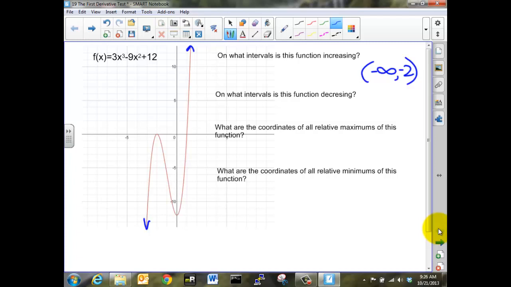Jason, is there any place else that this thing is increasing? Yes, from 0 to infinity. And we've got parentheses on both of those. Where is it decreasing, or is it decreasing anywhere, Jacob? -2 to 0. All right, coordinates of the max.